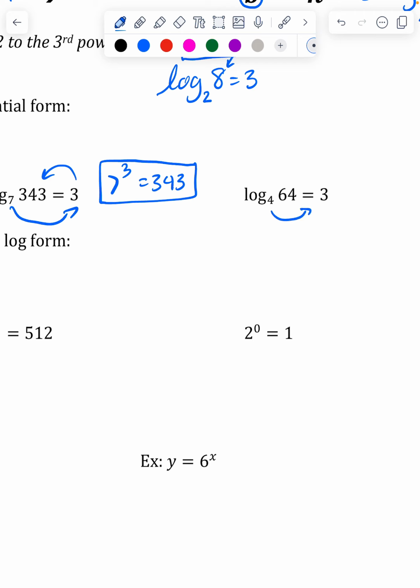Okay, 4 to the third will equal 64. Base to the power equals that answer.